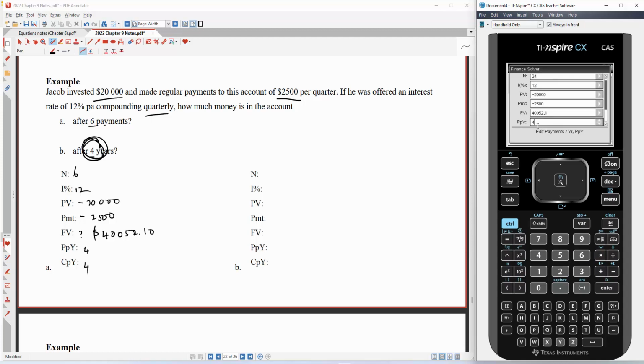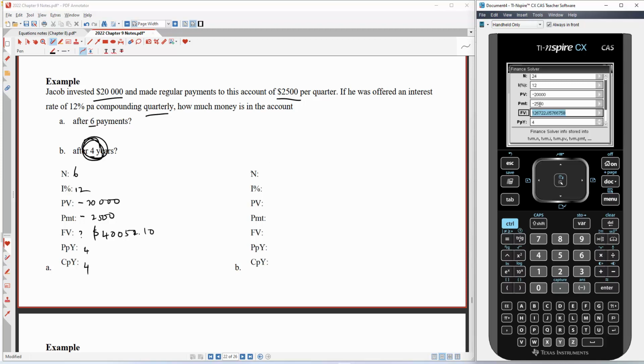Right, and let's get the future value again because all of the other conditions are exactly the same. Okay, so the future value is there. Seems like a lot of money. Yeah, makes sense. Lots of $2,500 repayments. Okay, so let's write that down.